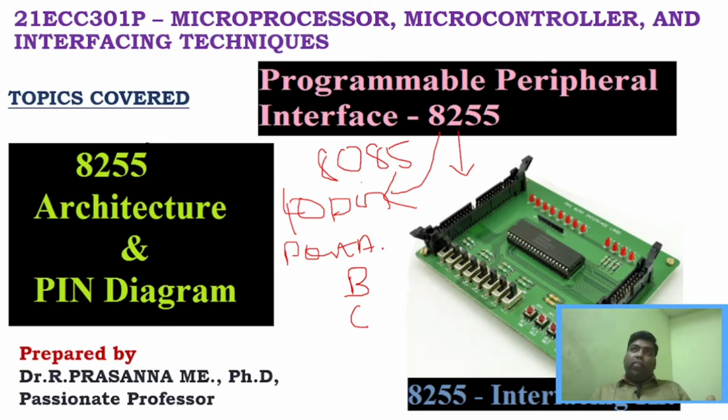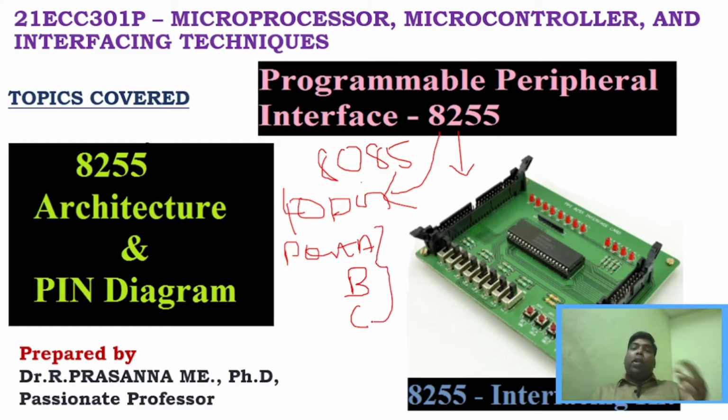If you have any peripheral device like a keyboard or any other device, we can interface it with the microprocessor with the help of this 8255. How is it possible? It has different ports, port A, port B and port C. Through these three ports we can interface many devices.